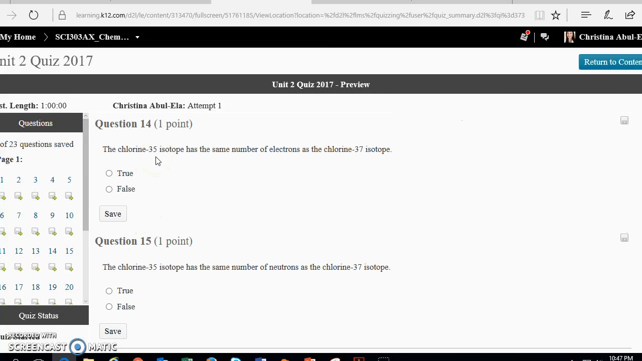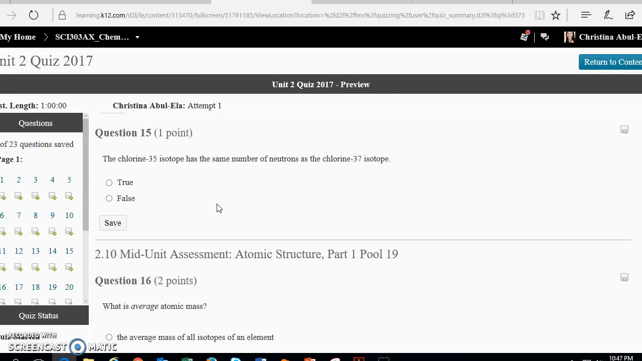Question 14. The chlorine-35 isotope has the same number of electrons as the chlorine-37 isotope. True or false? Question 15. The chlorine-35 isotope has the same number of neutrons as the chlorine-37 isotope. True or false?